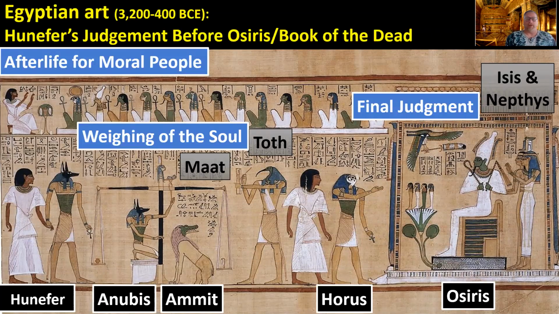So here's the story. Here we have Hunefer's judgment before Osiris with the Book of the Dead or the Book of Eternal Life, depending on if we want to use our English translation or the ancient Egyptian translation. And so this is basically showing you the upper level is the afterlife for moral people. And I have to show you what happens to terrible people or immoral people below. Here we have an individual, and clearly it's a male. His name is Hunefer, being led by Anubis, that jackal-headed god, to the weighing of souls.